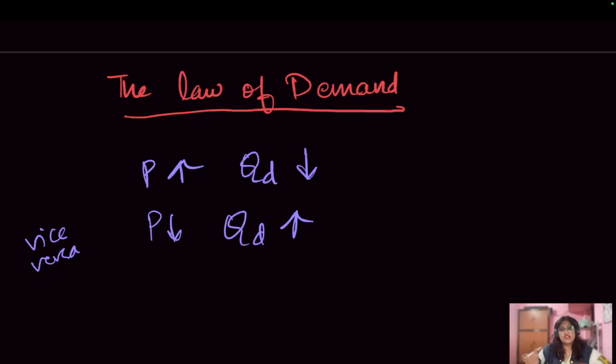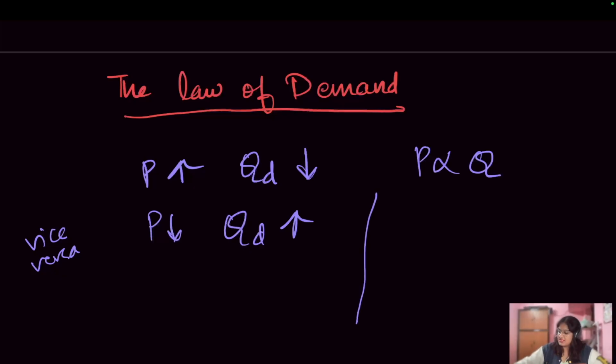So there is an inverse or opposite relationship between the price and the quantity the consumers are willing to pay and are able to buy. It is like a seesaw. When one goes up, the other will go down. If price goes up, quantity will go down. If price goes down, quantity will go up.